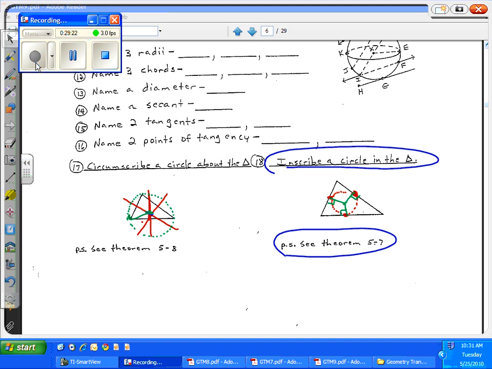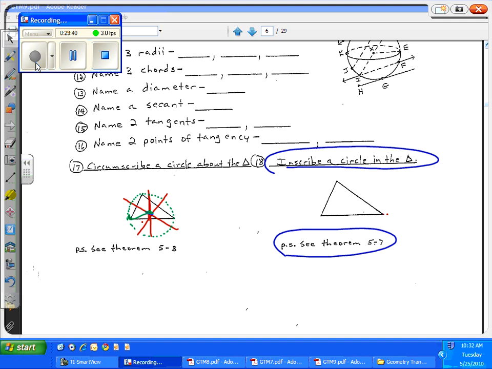So what point is equidistant from the sides? Well, it's called the incenter. And it comes from a theorem that says the bisectors of the angles of a triangle intersect at a point that is equidistant from the 3 sides of the triangle. So you would have to construct the angle bisectors.